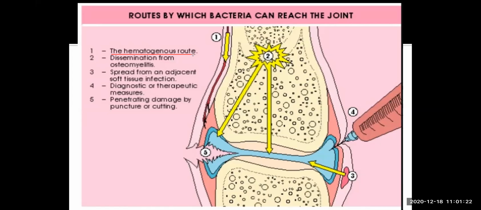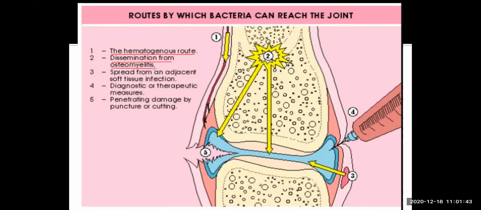There are so many different ways. Once there is bacteremia, they can easily go to any of the tissues through the blood flow, and the joint cavity is one of them. Number two, look at this. Number two, dissemination from osteomyelitis.